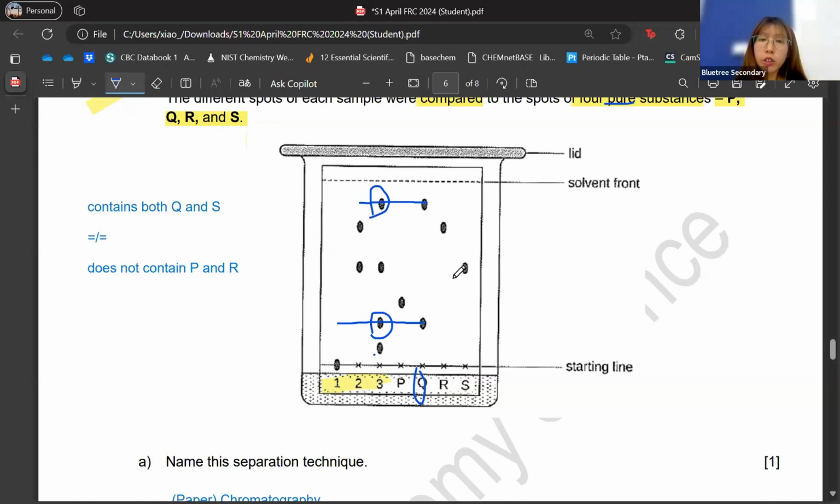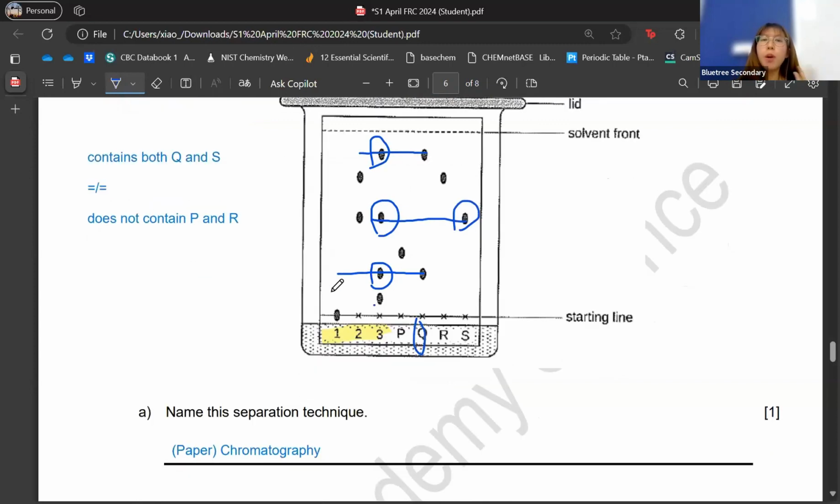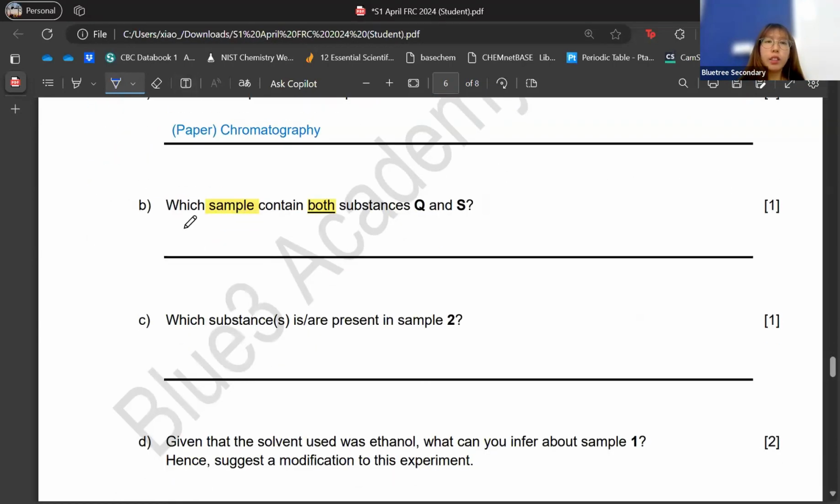So sample 3 now is confirmed to contain Q. If we continue to check for S, likewise, using your index finger or your pencil and the ruler to align and trace, you can see that sample 3 also contains S. Not sample 1, not sample 2, and therefore our answer will be sample 3. Very straightforward, 1 mark.